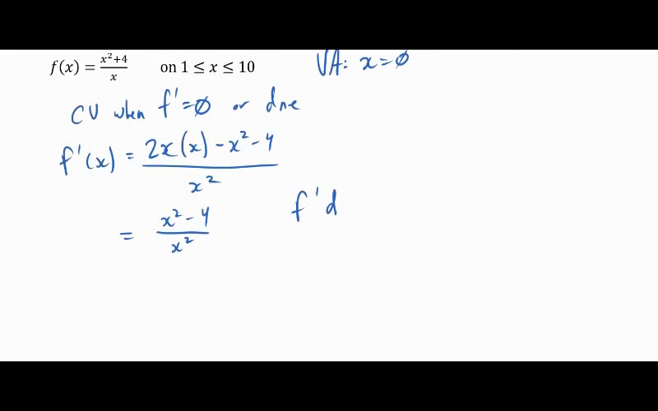So f prime does not exist when x equals 0, but that's a vertical asymptote, so I don't care. But I make that statement. Whenever you're doing critical values, whether it's a question like this, or the first derivative chart question, or a curve sketch, whatever it is, you always want to state that.